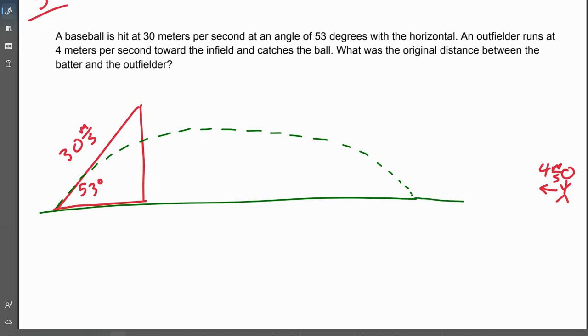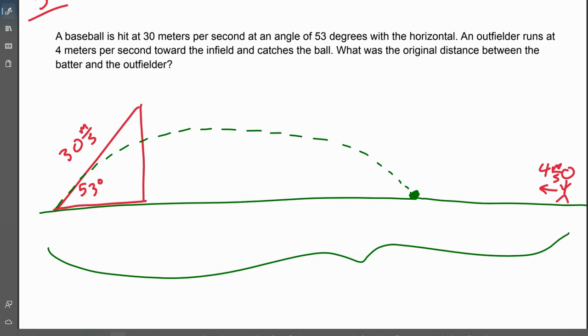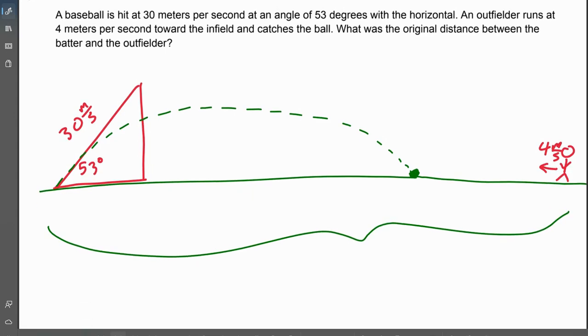Okay, so there's the path of the ball. The outfielder has to run at 4 meters per second to get to this point where the ball is. We're looking for the original distance between the batter and the outfielder. That is our question mark, this whole distance between the batter and the outfielder.